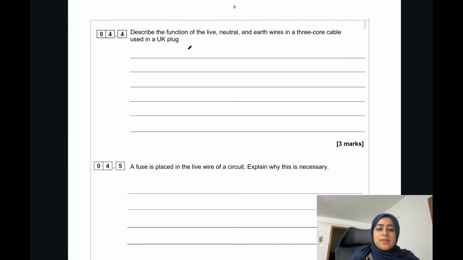Okay, again, this comes up and loves to come up. So in the UK, we have live, neutral, and earth wires in the 3-core cable, which is used in a UK plug. Describe the function of each of these. Okay, so what does a live wire do?